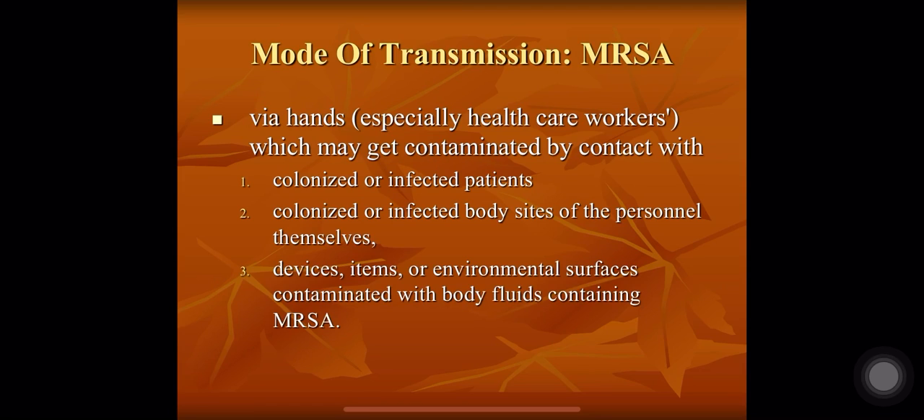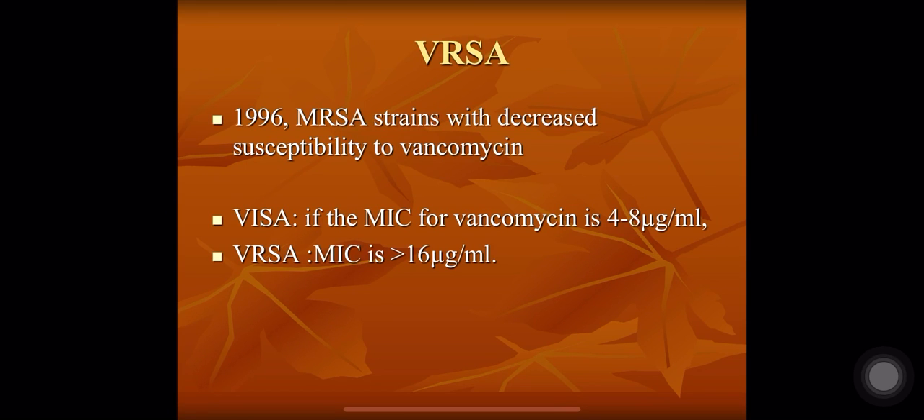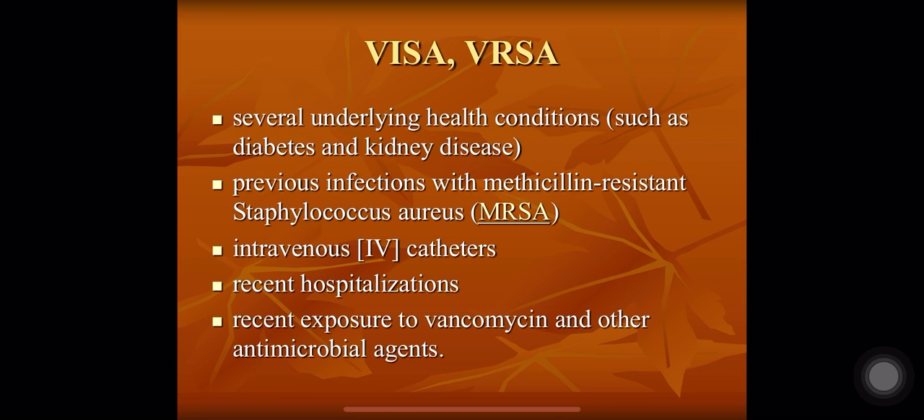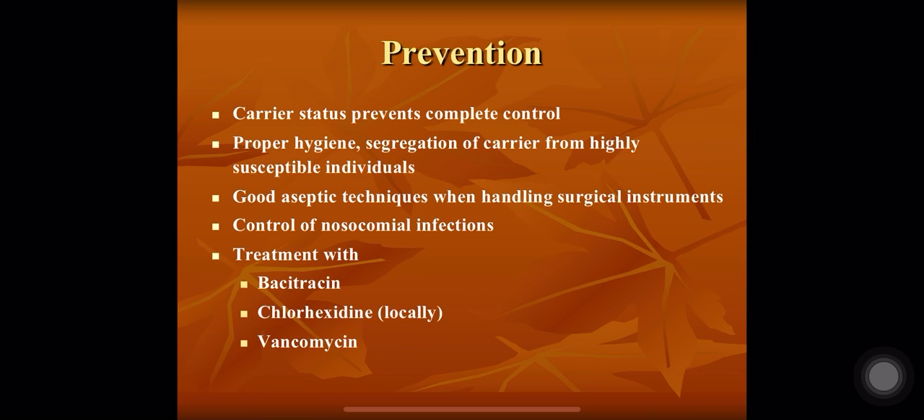MRSA can be transmitted through hands, especially of healthcare workers. Infected patients or carriers can harbor these organisms and transmit to other people. It can be found on devices and various items or environmental surfaces also. For treatment of MRSA, vancomycin and teicoplanin can be used. Another term is VRSA, vancomycin resistant Staphylococcus aureus. VISA, VRSA, MRSA, these are various terms used for drug resistant Staphylococcus aureus. For prevention, various measures can be taken like control of nosocomial infections, aseptic techniques, etc.